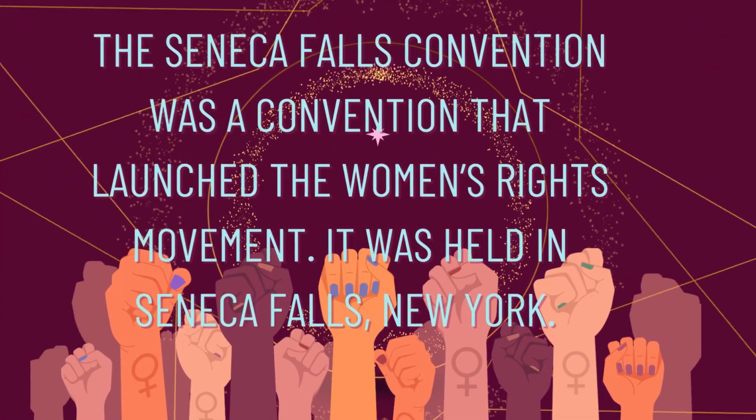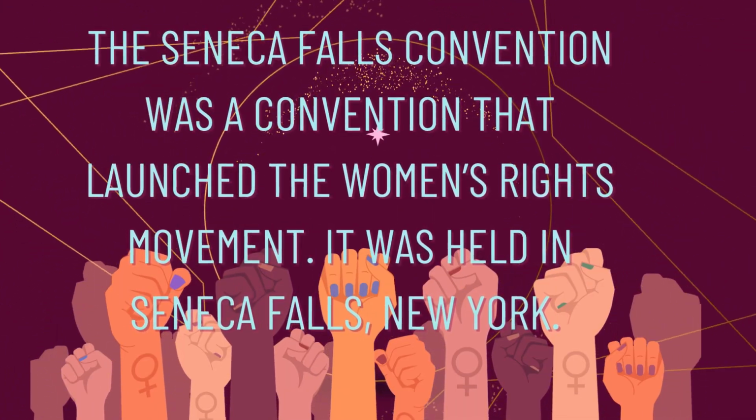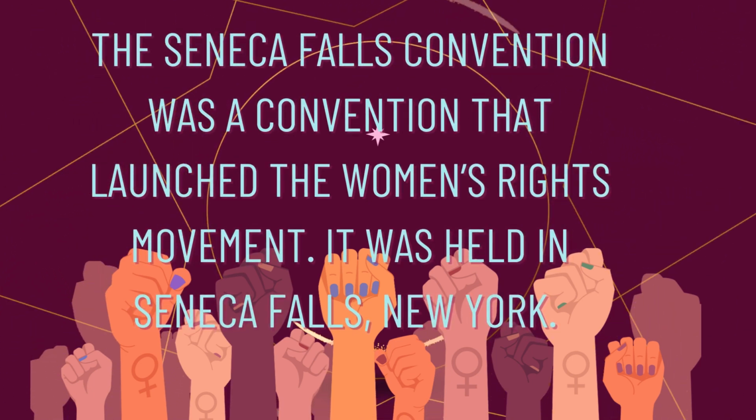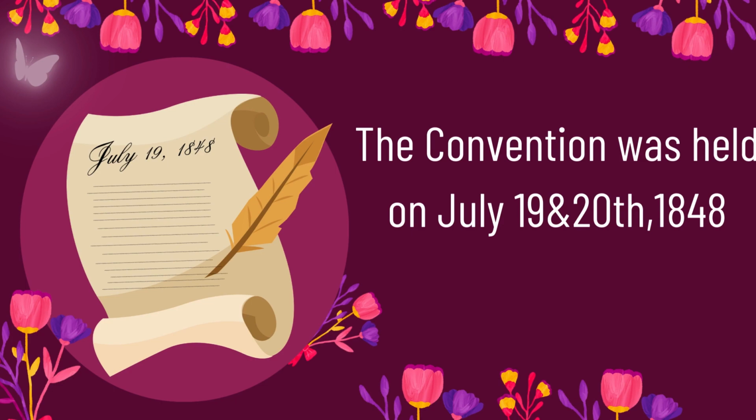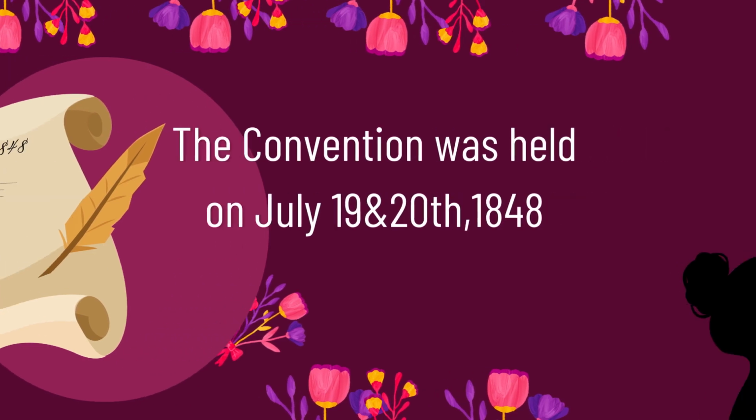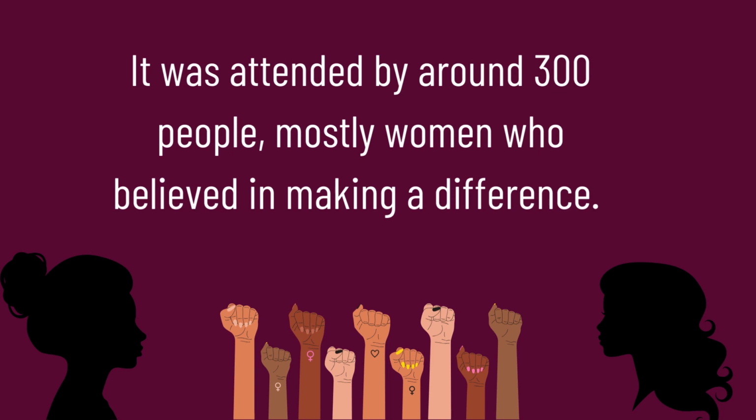The Seneca Falls Convention was a convention that launched the women's rights movement. It was held in Seneca Falls, New York. The convention was held on July 19th and 20th, 1848. It was attended by around 300 people, mostly women who believed in making a difference.